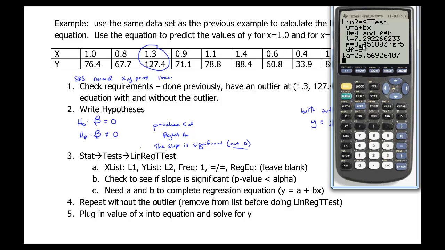And again, the p-value is also significant. It's even smaller now. The t is bigger. And the numbers that we want right now are A and B. So 29.57 and 44.58.